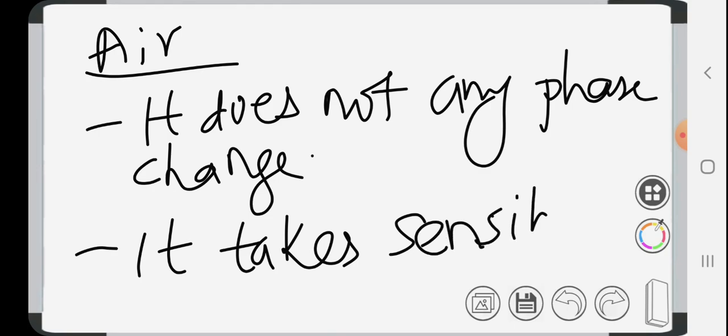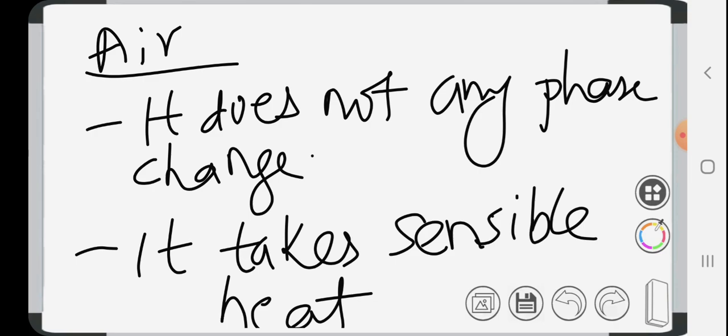What is sensible heat? Sensible heat is nothing but that particular heat which will enable the change in temperature only. There won't be any phase change. That particular heat which enables phase change is called latent heat. So in case of air, there won't be any latent heat, right? It does not absorb or reject latent heat because it doesn't change its phase.